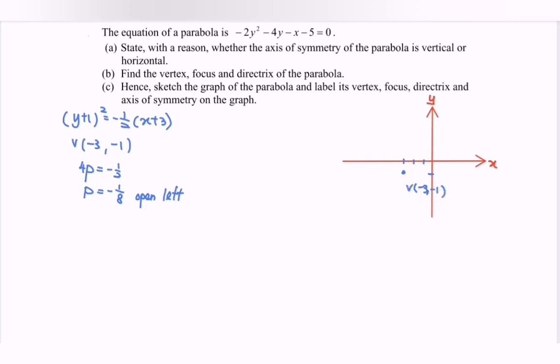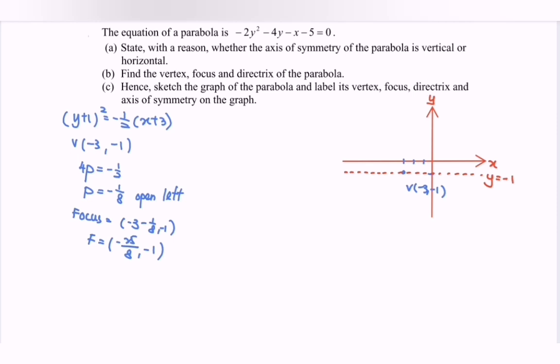So based on the situation, here we will have the axis of symmetry, where y equals negative 1. So we have the vertex V, and the symmetry axis y equals negative 1. So now we are going to find the focus. The focus will be, starting from negative 3, moving towards the left, so meaning that we have to minus 1 over 8. Then we have negative 1. So the focus will be negative 25 over 8, negative 1.